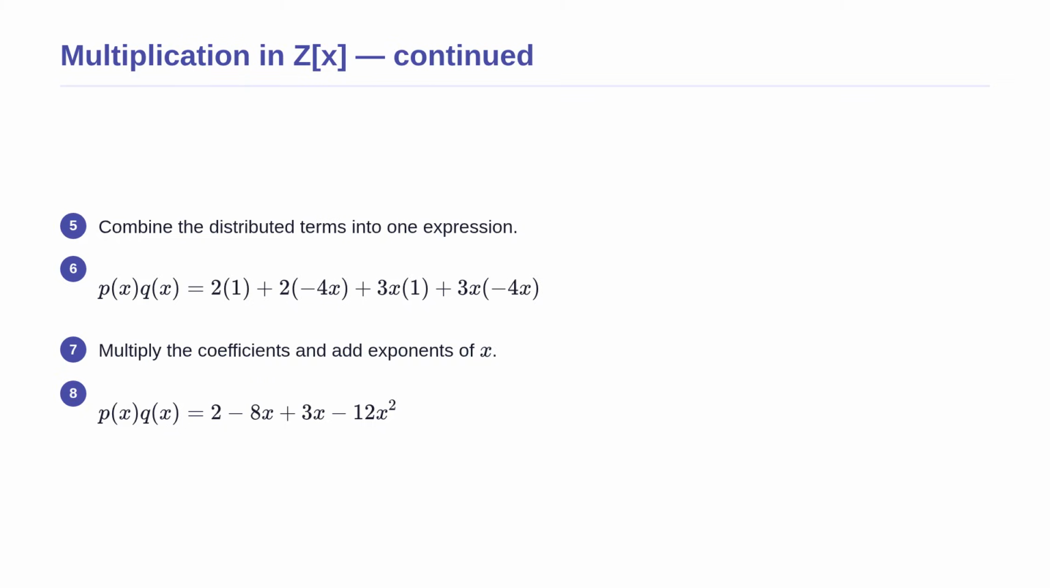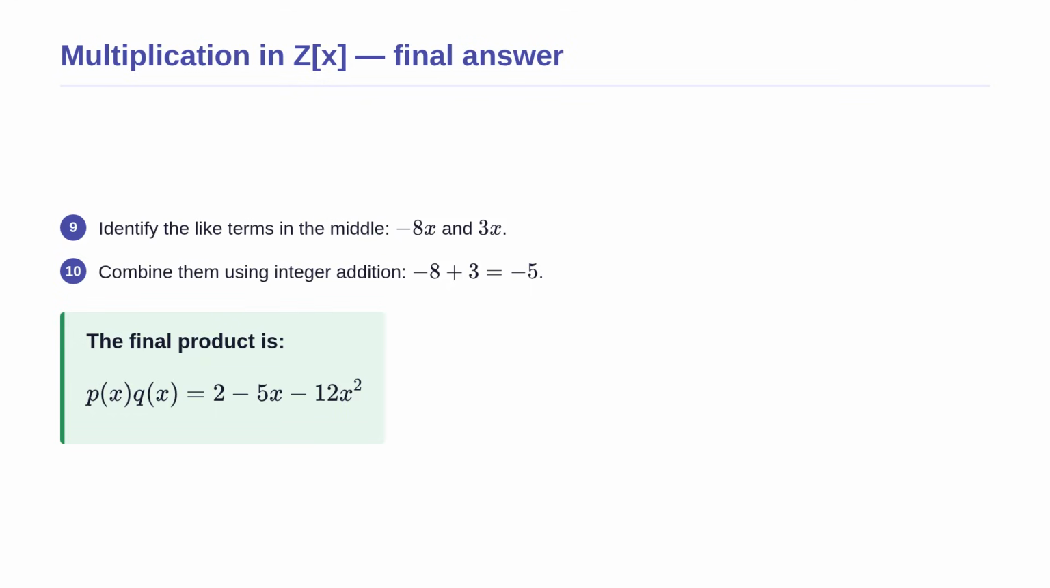The outer terms give negative 8x, the inner terms give positive 3x, and the final terms multiply to negative 12x squared. We now have a 4-term expression, and we must look for any terms that can be combined. To finish the multiplication, we need to look at the middle terms, specifically the negative 8x and the 3x. These are like terms because they share the exact same power of x, so they must be combined. Adding negative 8 and 3 gives us negative 5.